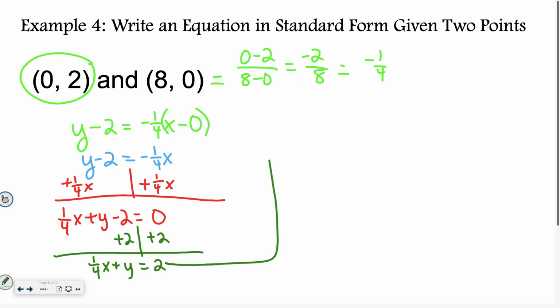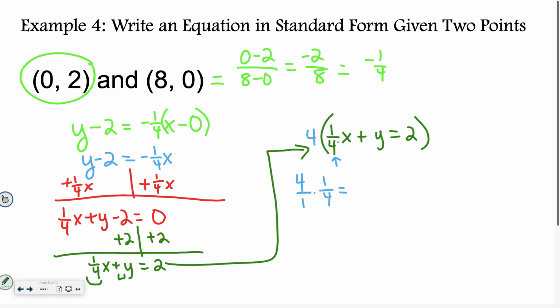And then if you remember on the first slide, I told you a very important fact about my a and b values. So right now, a is 1/4, b is an invisible 1. I don't like fractions. So I'm going to take 1/4 x plus y equals 2, and I'm going to multiply everything by a number to get rid of that fraction. And in order to get rid of a fraction, you just take whatever is in your denominator and multiply by that, because 4 over 1 times 1/4 just equals 1, right? Yes, so that's why I do that.